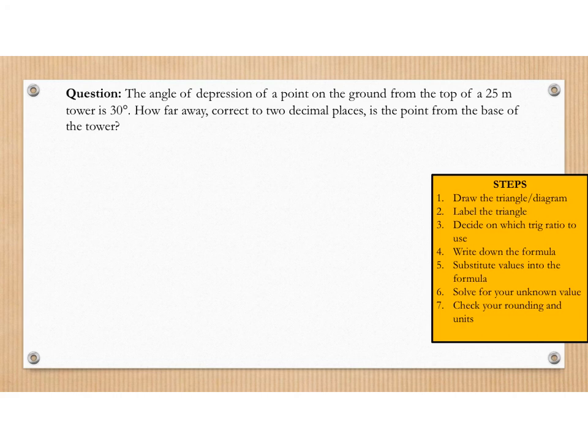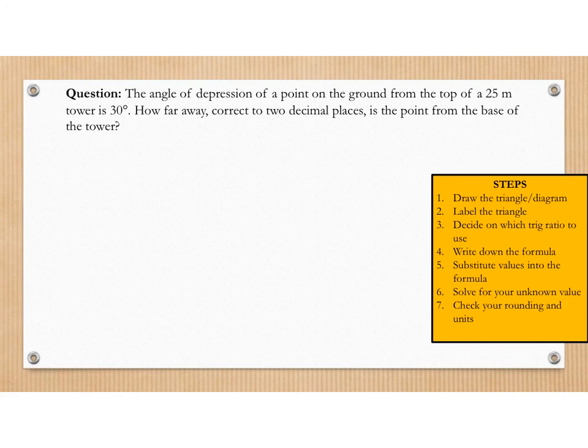Let's have a look at this one. The angle of depression of a point on the ground from the top of a 25-metre tower is 30 degrees. How far away, correct to 2 decimal places, is the point from the base of the tower? So this time I haven't drawn the diagram, so we're going to have to think through the bits of information and see what we can get down. Remembering that we're trying to create a triangle so we can utilise our understanding of trigonometry.